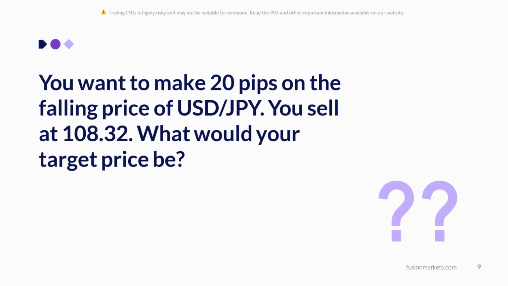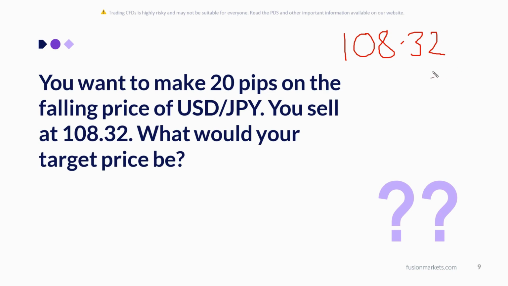Okay, so another question for you, but this time we are going to look at a yen pair, USD JPY, USD yen, and we want to make 20 pips on the falling price of USD JPY. We sell at an exchange rate of 108.32, so meaning $1 equals 108.32 Japanese yen. And what would our target price be? Okay, so we think price is going to fall. We sell at 108.32. So remember, the pip is the second decimal place, so this is the pips, that means 2 pips. This would mean 32 pips.